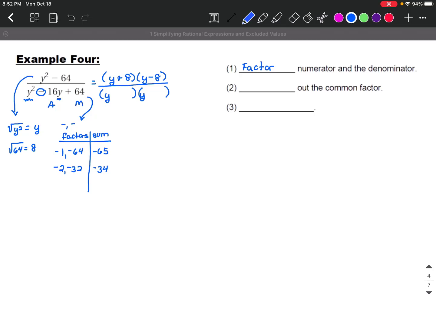Again, not what I wanted. 3 does not go into 64, but 4 goes into 64 16 times. Make them both negative, and that adds to negative 20.